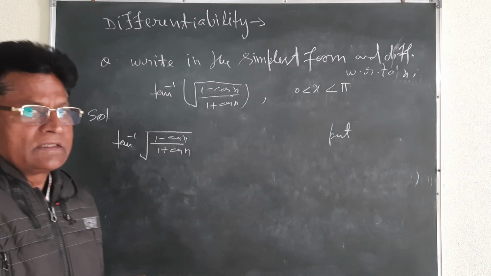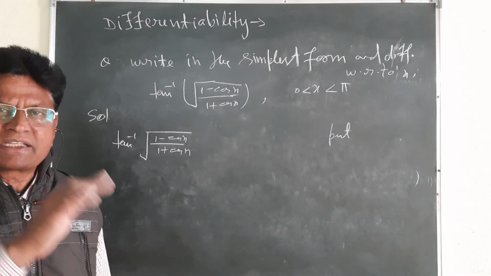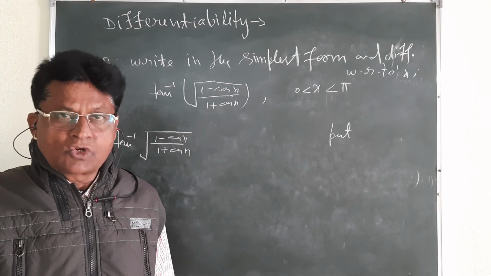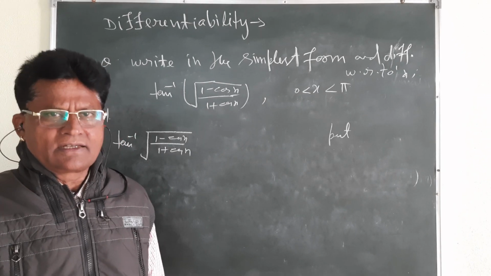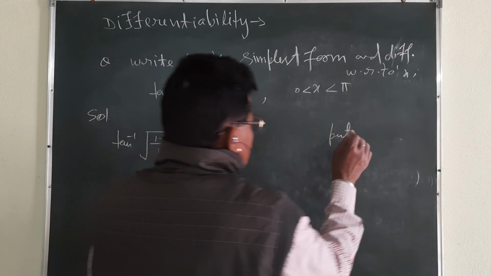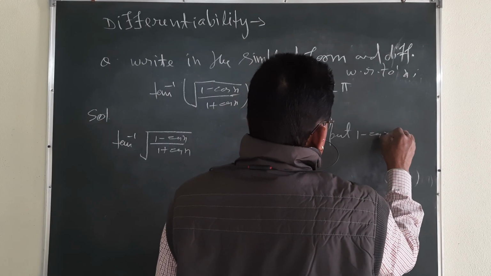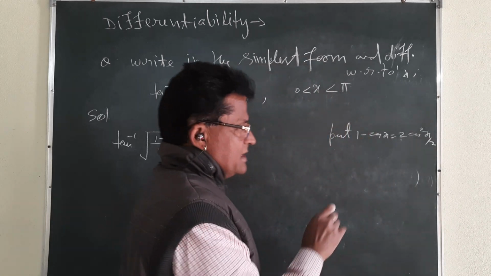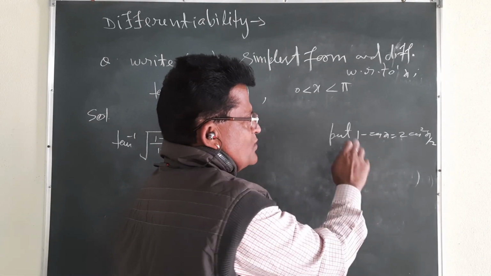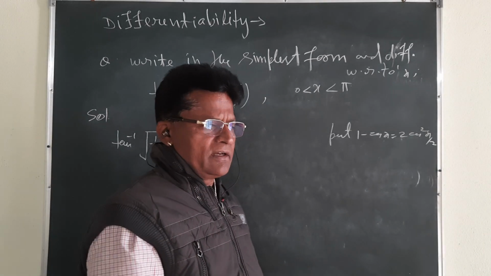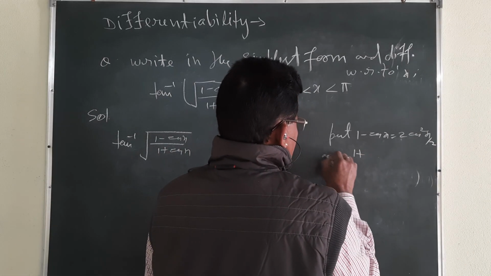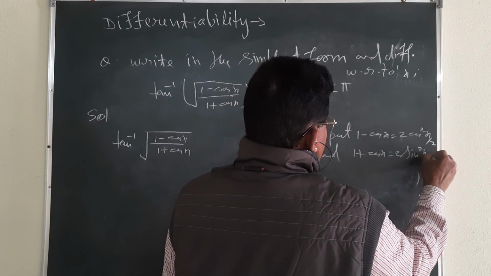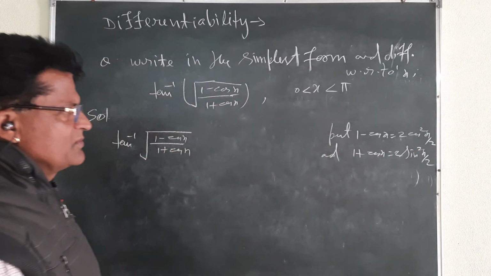See, what will you put? I discussed with you, you must keep in mind the chart of the trigonometrical properties: cos 2x, sin 2x, all the things. That is why we will put over here 1 minus cos x equal to 2 sin square x by 2, because that will be the half angle. If it is given 1 minus cos x, it will be equal to 2 sin square x by 2 only. And 1 plus cos x is equal to 2 cos square x by 2. You must keep these conditions in mind.